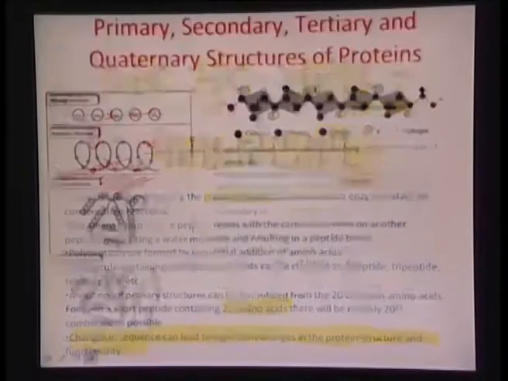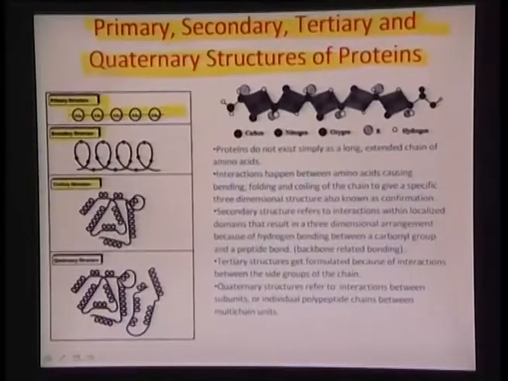What is also important here is that if we categorize proteins into different kinds of structures, they can be classified principally into the primary, secondary, tertiary and quaternary structures. Let us investigate a little bit why they are called so, and what the differences are between them. This cartoon here illustrates these 4 different structures very nicely. Proteins do not really exist simply as a long extended chain of amino acids. It is hardly possible for them to exist in a natural state as a long chain.